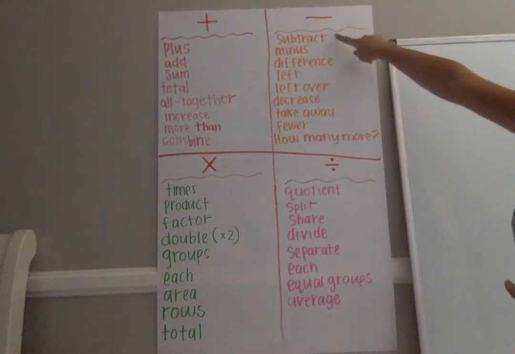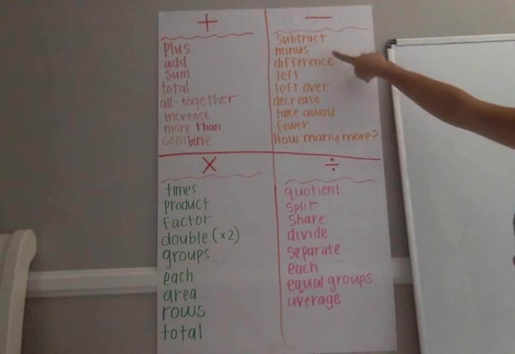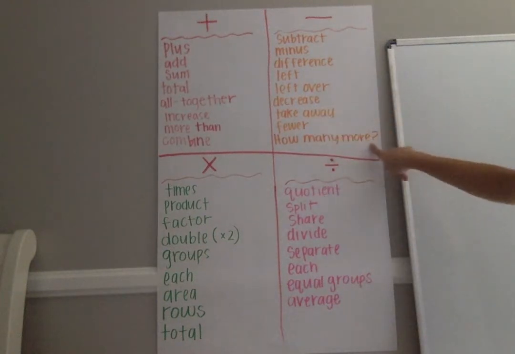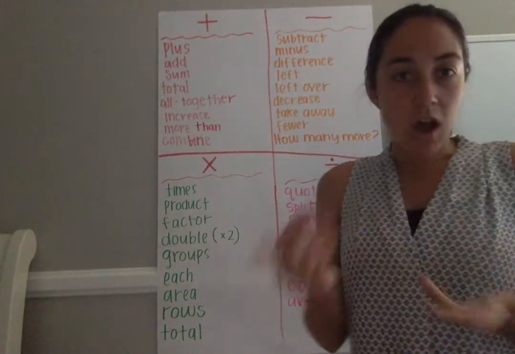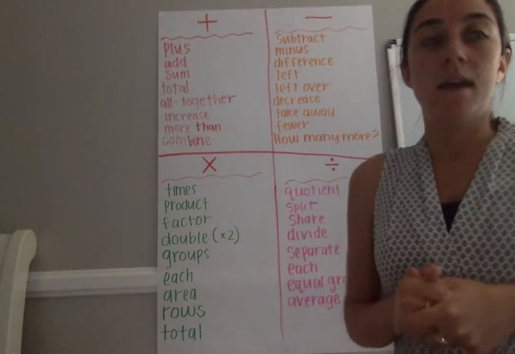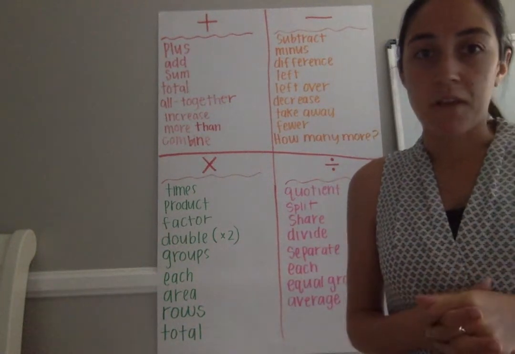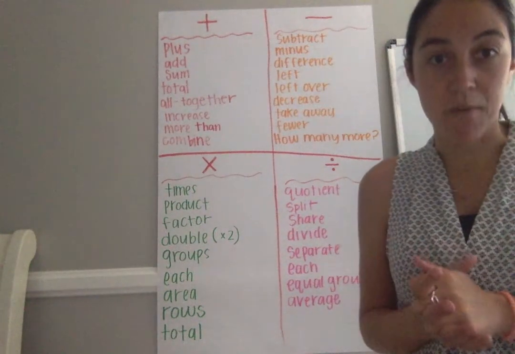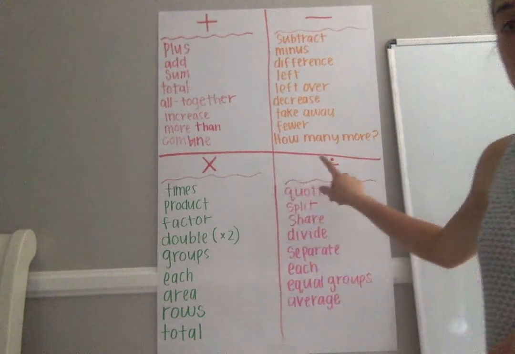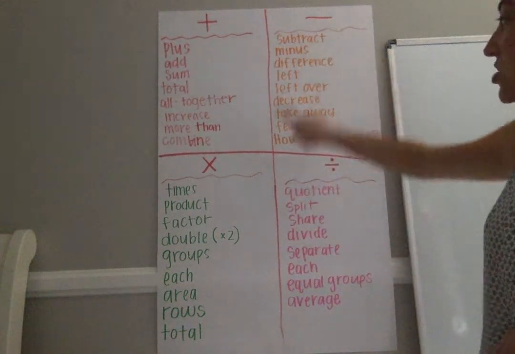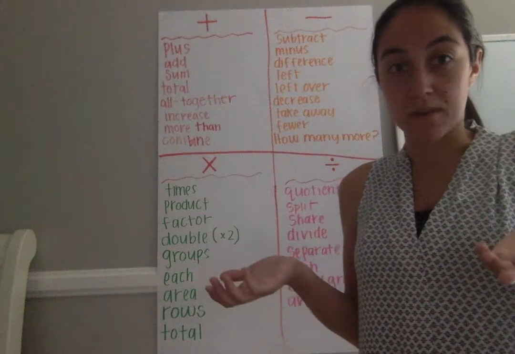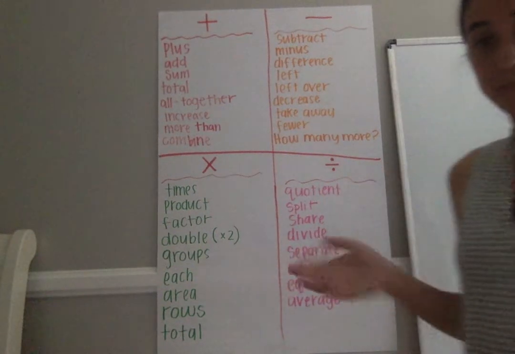For subtract, we have subtract, minus, difference, left, leftover, decrease, take away, fewer, or how many more. So if you saw a problem that said Robert had 7 cupcakes and Bill had 4 cupcakes, how many more cupcakes does Robert have than Bill? You would know that it's subtraction because it's saying how many more. So you would take Robert's and subtract Bill's number of cupcakes to find your answer.